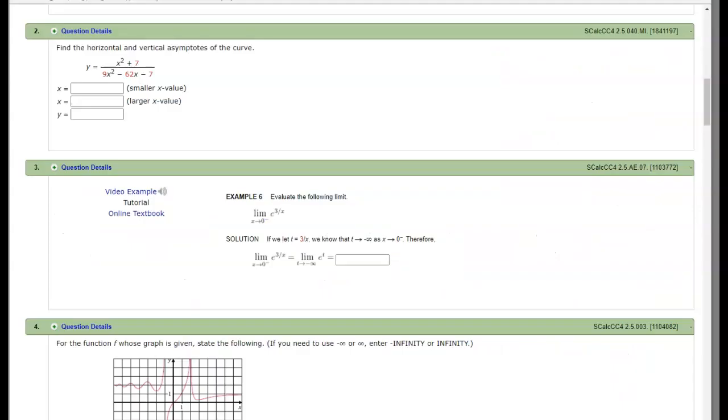Now going back to the WebAssign problems, these should be a lot easier for you now. The horizontal and vertical asymptote, and I guess I needed to talk about the vertical asymptote for a second. The vertical asymptote is what makes the denominator equal to 0. So we'll work this one on paper.